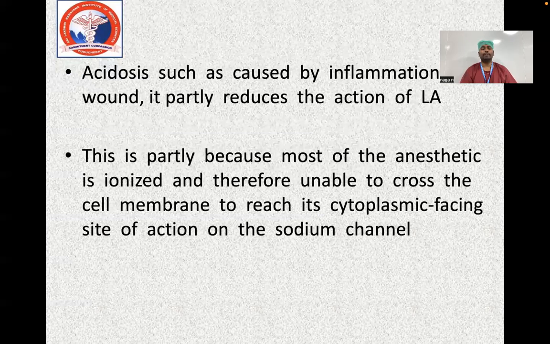Acidosis, such as that caused by inflammation of a wound, partly reduces the action of local anesthetics. This is because most of the anesthetic is ionized and therefore unable to cross the cell membrane to reach its cytoplasmic-facing site of action on the sodium channels.